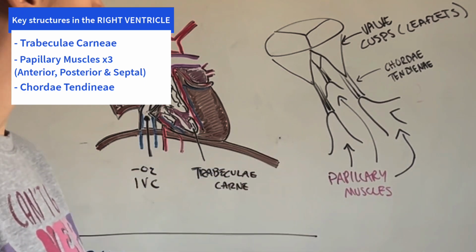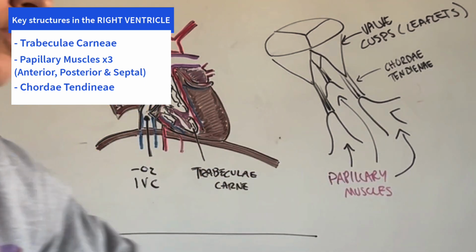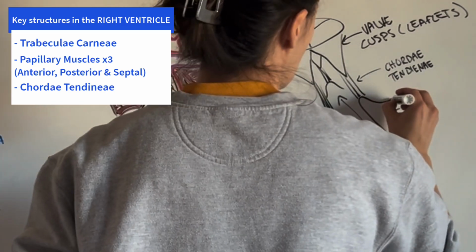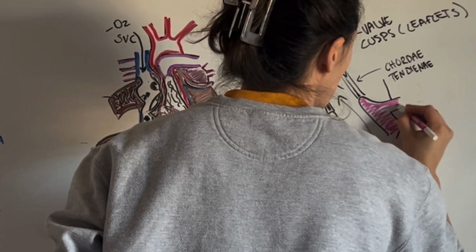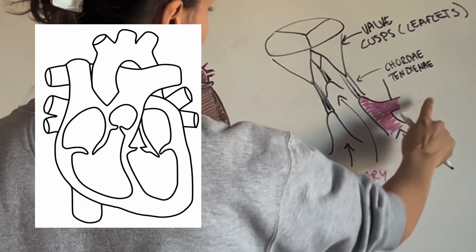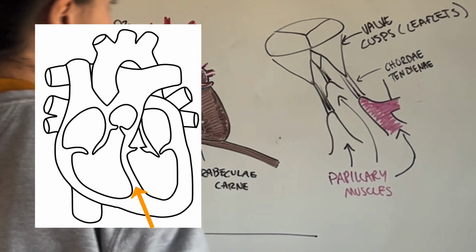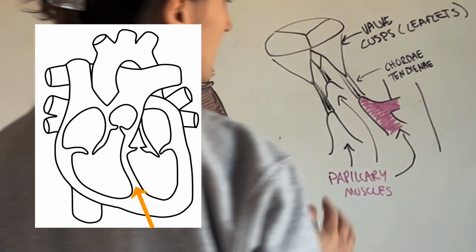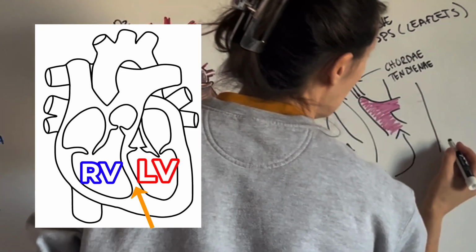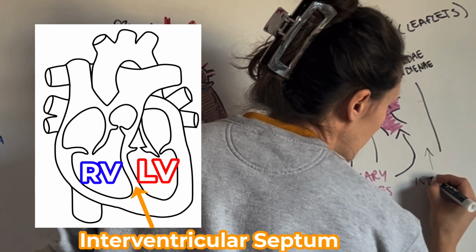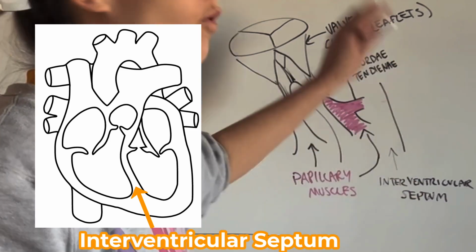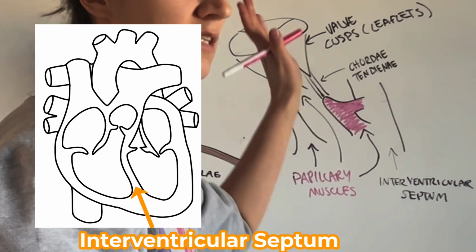Some programs make you learn which one's anterior, septal, all that jazz. The only one I'm going to focus on a little bit is this one over here. This papillary muscle is connected to the wall. And what wall am I talking about? I'm talking about the wall that exists between my right ventricle and my left ventricle. So this is my interventricular. Inter means between. Septum, separation. So that's my interventricular septum, or wall between my 2 ventricles that separates the 2.